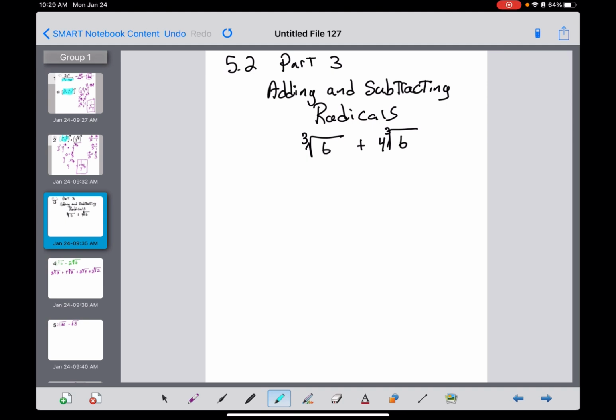Anytime you add or subtract radicals, you've got to look for two things. First, you have to look for the index of your radical. That has to be the same. In this case, we've got the cubed root and the cubed root. That has to be the same. The other thing you look for is what's underneath the radical, and those have to be the same as well. If both the index and the radicand for that index are the same, then you can add those two together. If they're not the same, you can't.